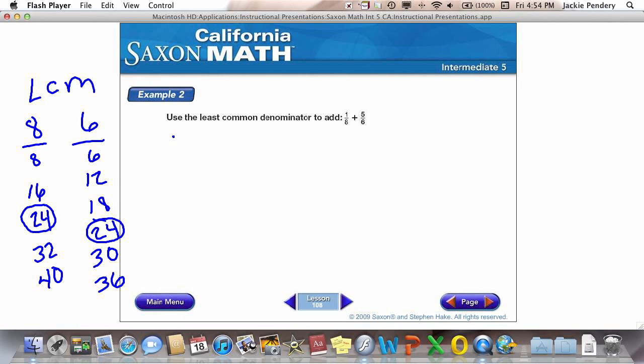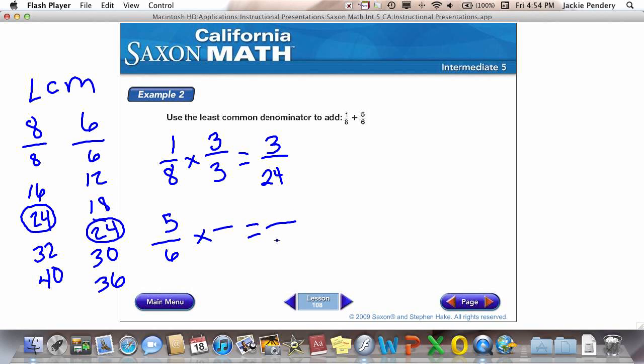So now I go back to my problem and I'm going to convert each number. 1/8 times a fraction equivalent to 1 equals something over 24. I know 8 times 3 is 24, so I multiply by 3/3. 1 times 3 is 3. I do the same thing. 5/6 times a number equivalent to 1 equals something over 24. I know 6 times 4 equals 24, so I multiply by 4/4. 5 times 4 is 20.